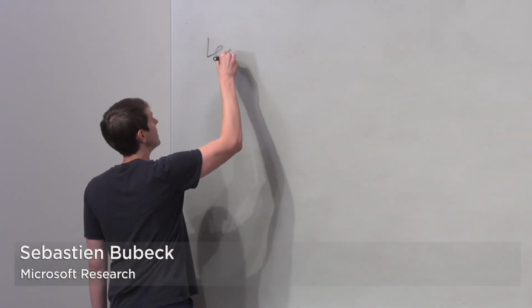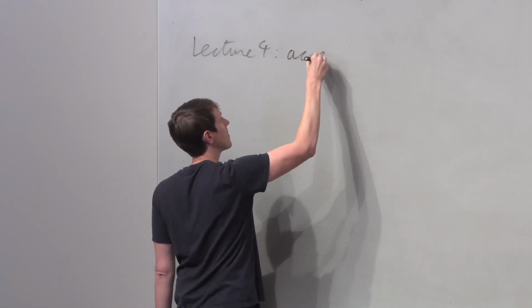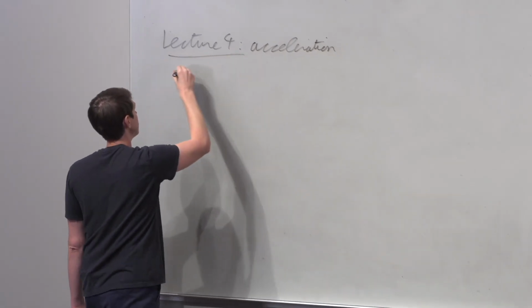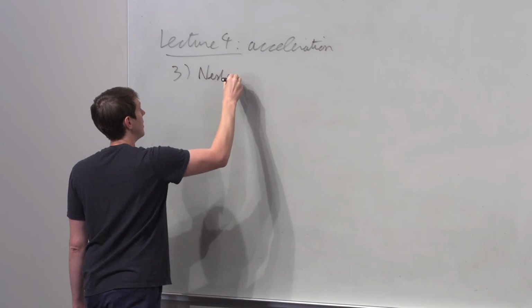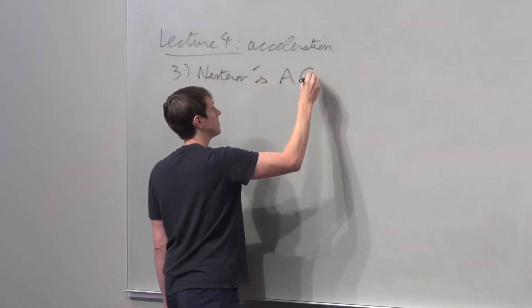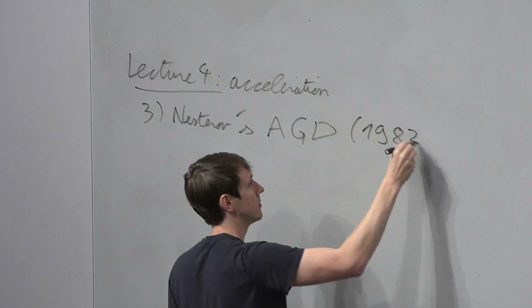So right now we're still in lecture 4, which was acceleration. And this is the third topic in that lecture, which is Nesterov's accelerated gradient descent. Okay, and this was developed in 1983.